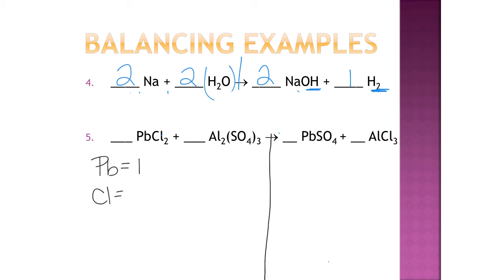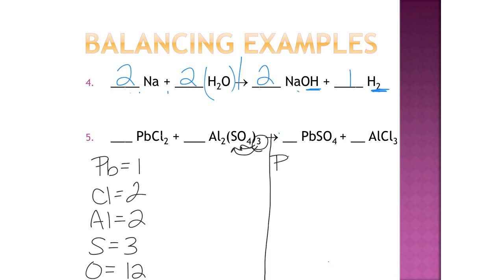So I got 1 lead, I got 2 chlorines, I got 2 aluminums. Sulfur would be 3. So this 3 distributes to the S and to the O. O would be 12 because there's literally 3 SO4 groups. So SO4, SO4, SO4, so that would give me 12. So you're going to multiply those. When you take your inventory, I highly recommend doing it in the same order on either side so that when you're comparing them, it's just visually a little bit easier.